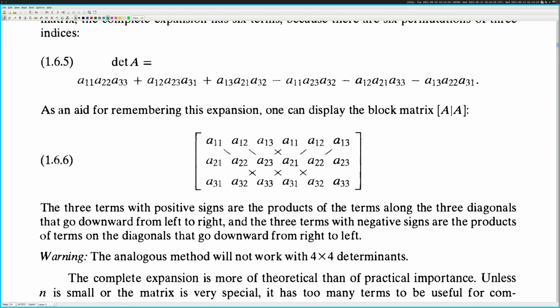As an aid for remembering this expansion, one can display the block matrix [A | A]. The three terms with positive signs are the products of the terms along the three diagonals that go downward from left to right, and the three terms with negative signs are the products of the terms on the diagonals that go downward from right to left. Of course, this will not work with 4x4 determinants.